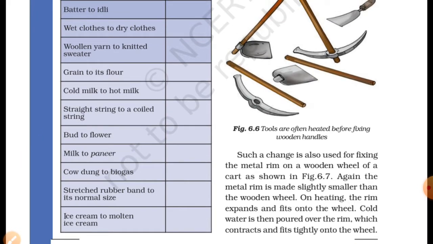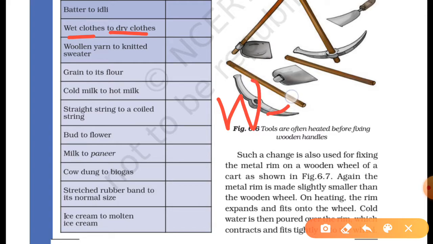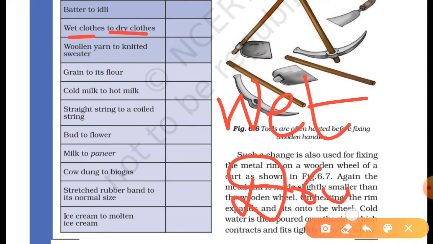Then, wet clothes to dry clothes. It is a reversible change, because when the clothes are wet and we dry them with the help of a dryer, we can also wet them again. So it is a reversible change.